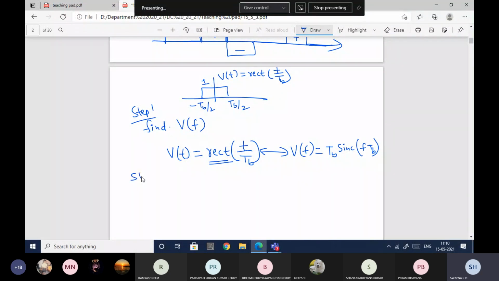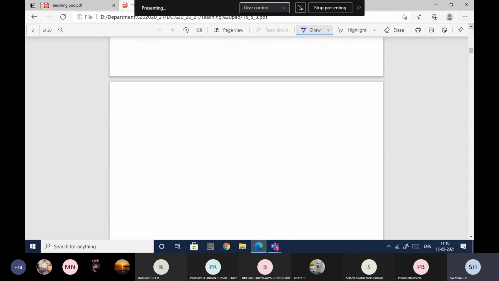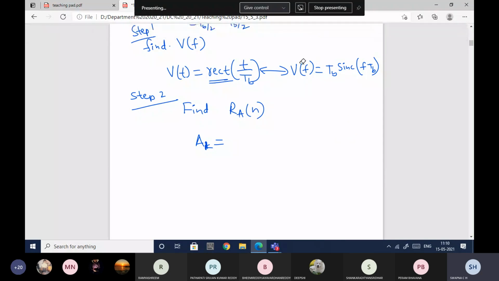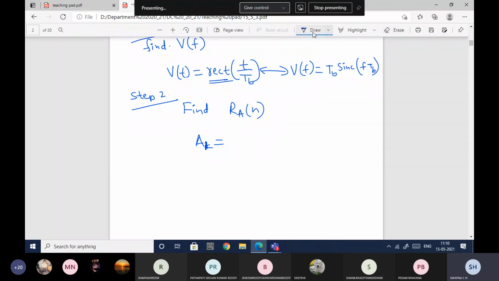Now then in step 2, what I need to calculate? I need to calculate RA of n. If I want to find RA of n, first I need to know how to represent the AK, because here the random variable is nothing but AK. AK is nothing but its amplitude, it can be either symbol 1 or symbol 0. Okay, so here the random variable is considered to be that bit, whatever it might be.